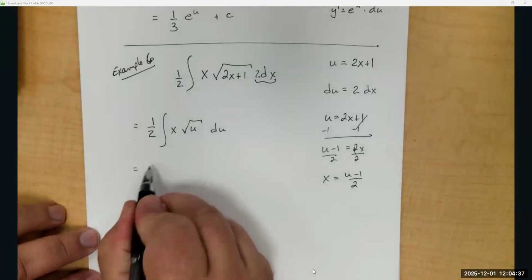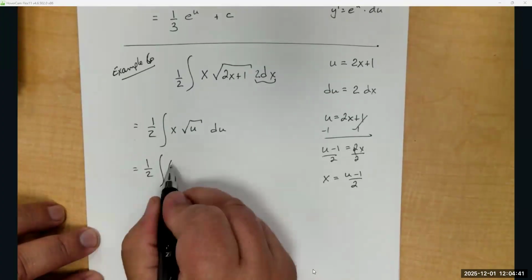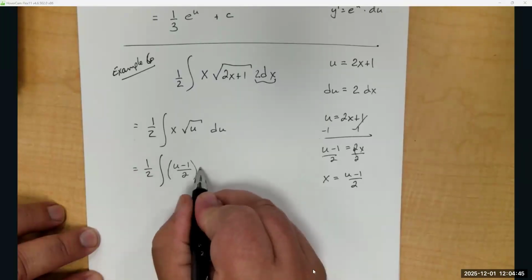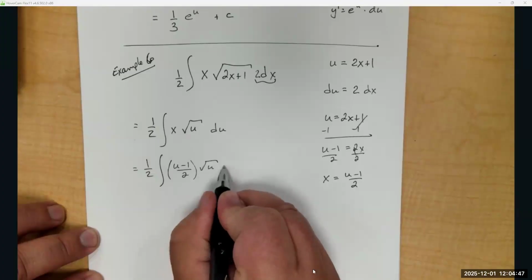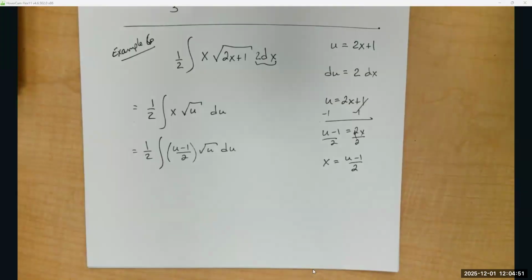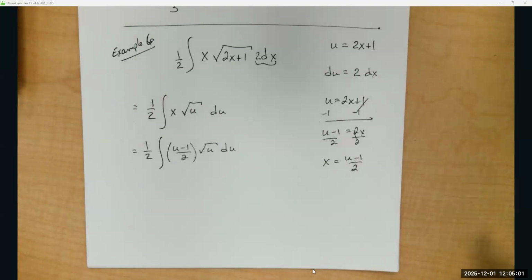So in place of x, I put u minus 1 over 2. Everybody follow what I just did there? Because now we only have functions with respect to u.